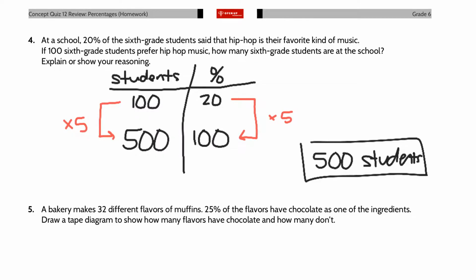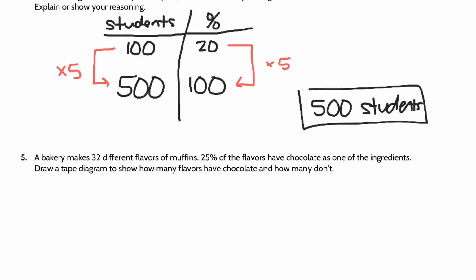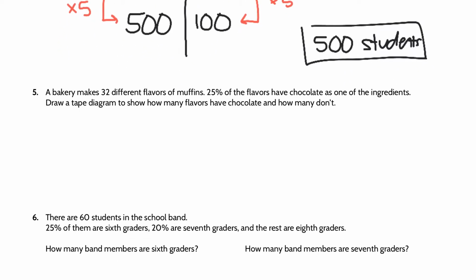Tables can be really nice to visually set that stuff up. In number 5 now, a bakery makes 32 different flavors of muffins. 25% of the flavors have chocolate as one of the main ingredients. Draw a tape diagram to show how many flavors have chocolate and how many don't.